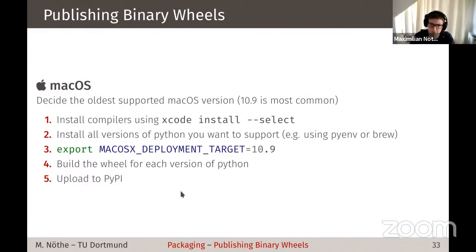On macOS, the situation is similar. So you have to install the compilers using Xcode. This is the command you also use to install Git. This will also install the C compiler. And then you need to, again, install all versions of Python you want to support. And this is most easily done on macOS using brew or pyenv. And you have to, with an environment variable, specify the oldest version of macOS you want to support. So this macOS deployment target means that we want to support any version of macOS newer than 10.9. And again, we use python -m build to build the wheel for all our versions of Python, and then we can upload them to PyPI.